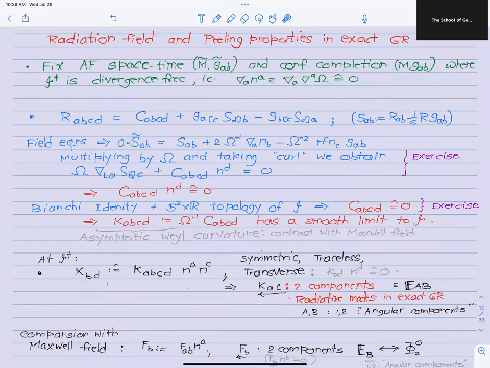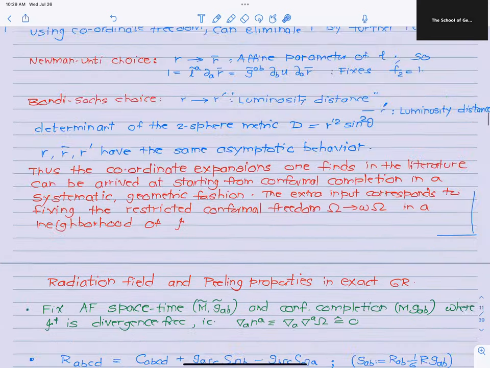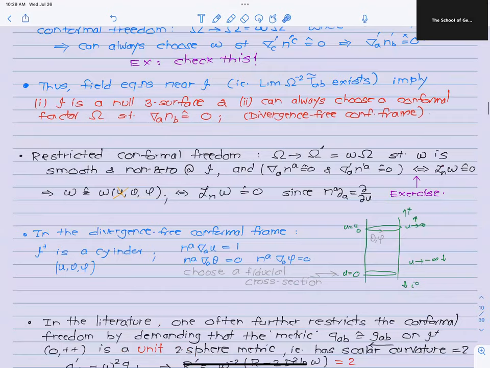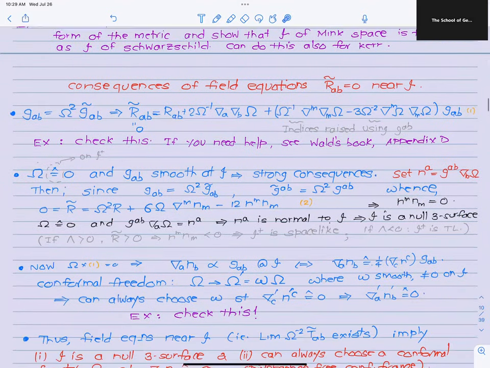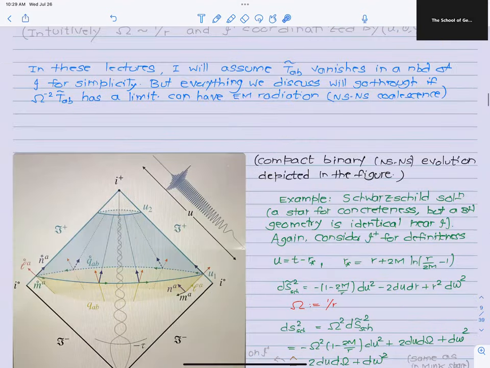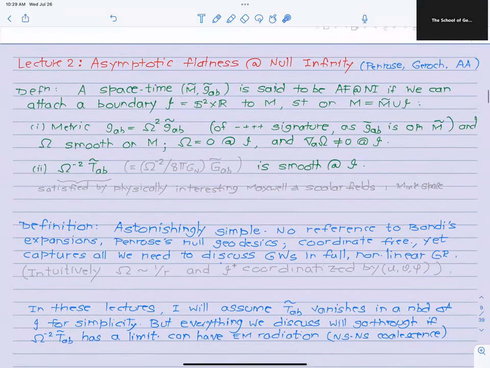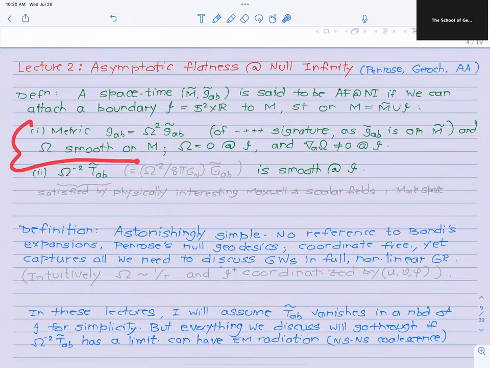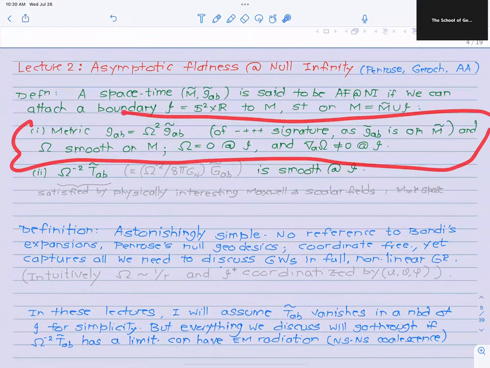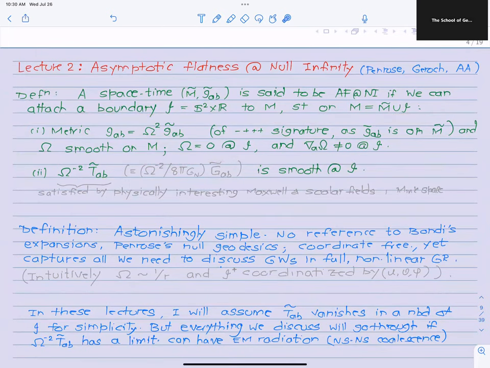Okay, so now, just like in the Maxwell case where we had peeling properties, here also we would like to understand if there are peeling properties. Are there any questions on the first part? The first part, the non-trivial thing was just this definition, which is astonishingly simple. And yet it does not refer to null geodesics or coordinates or anything like that.